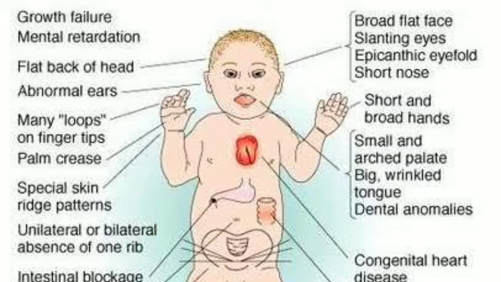Then congenital heart disease, flat back of head. Then the last symptom: physical, psychomotor and mental development is retarded. So these are the symptoms of Down syndrome.